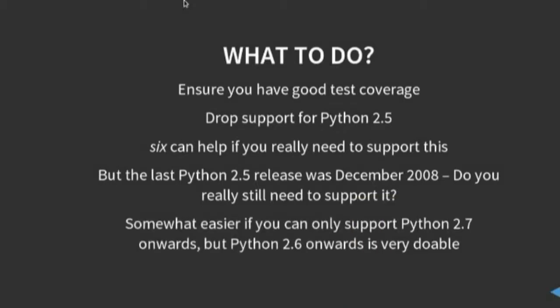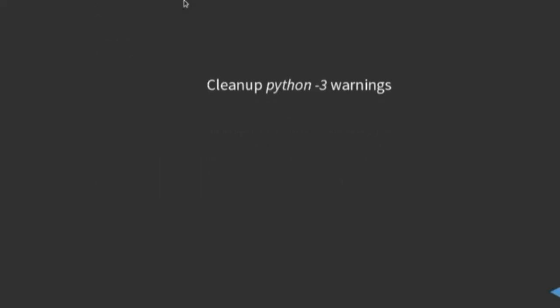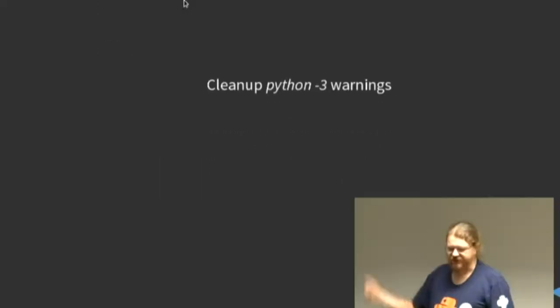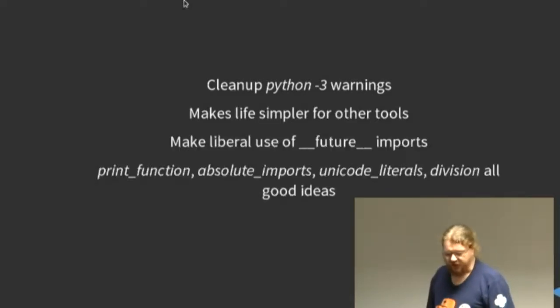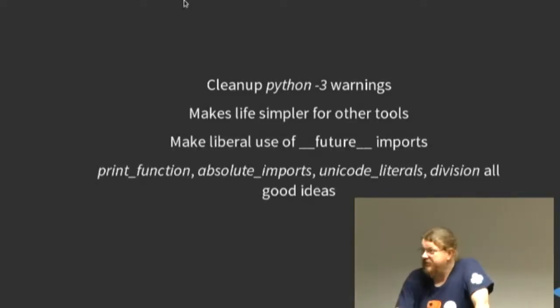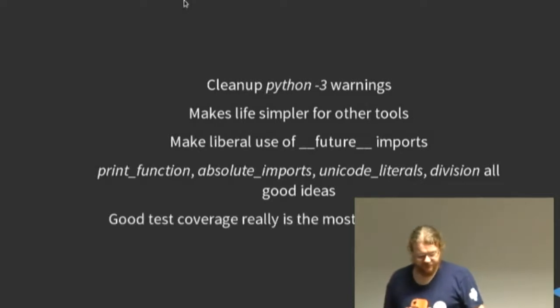It's better if you can also drop support for 2.6. Just supporting 2.7 and Python 3 is much easier, but 2.6 onward is completely doable. There's obvious things. You clean up the Python -3 warnings. That just makes life easier for the other tools. Make liberal use of future imports: print function, absolute imports, Unicode literals, future division. These are all good ideas. It minimizes the differences between what's happening on 2 and 3 and makes your life easier.